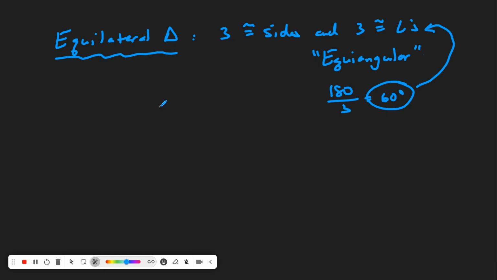So if I draw a triangle, I'm going to try to draw all the sides the same this time. It's not easy, but I'll try my best. We're going to call this triangle XYZ. Because this is equilateral, all three sides are congruent, so I put a dash on all three sides. All three angles are congruent, so I put an arc on all three angles. And each of those angles is going to be 60 degrees.